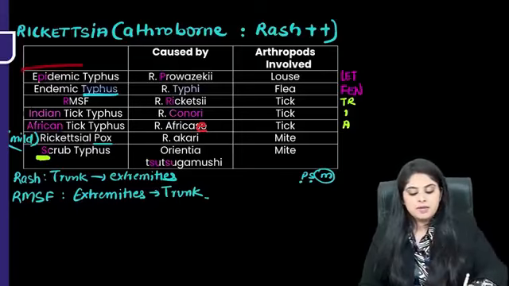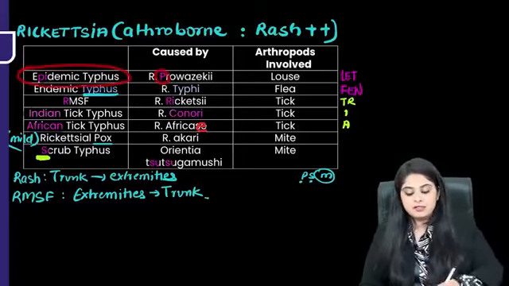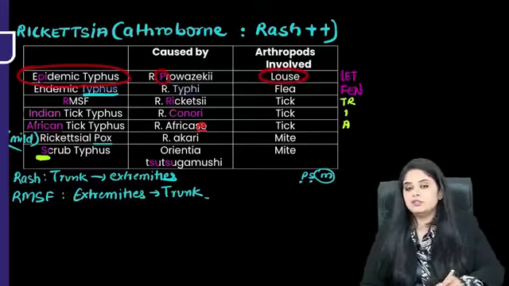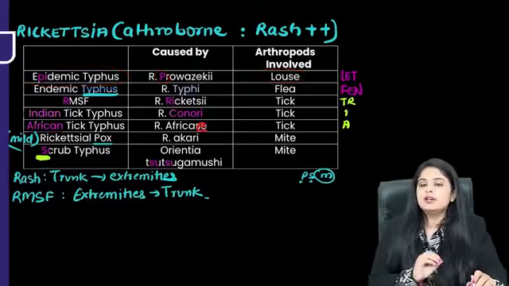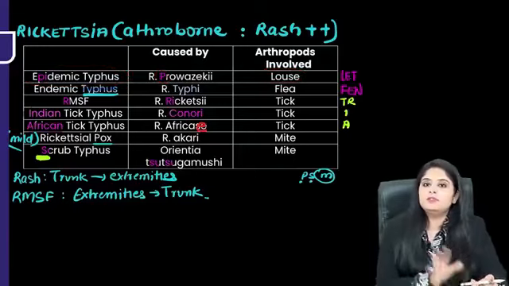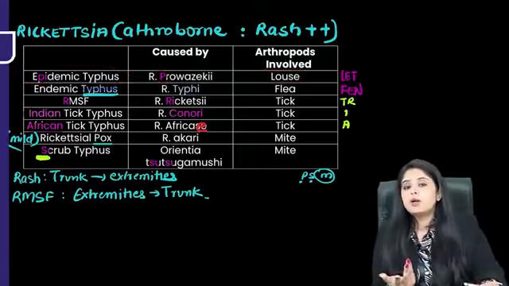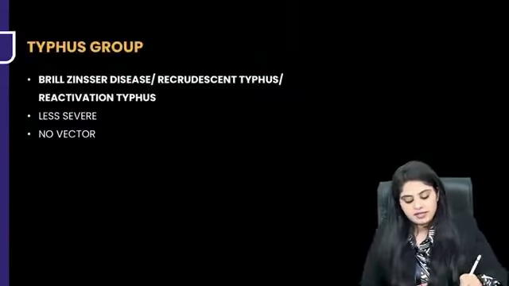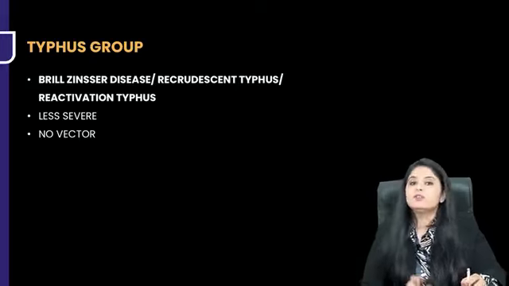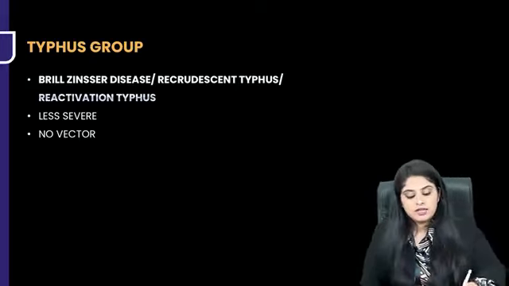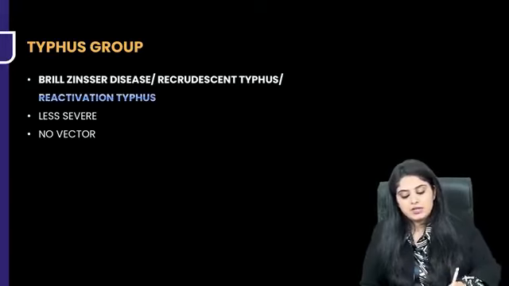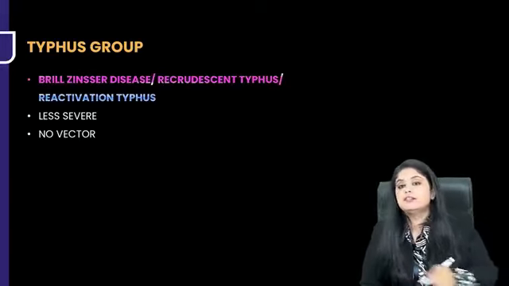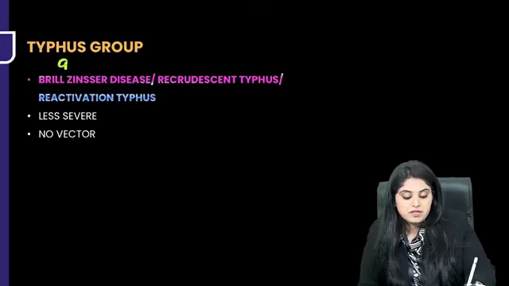Now tell me, this epidemic typhus happened because of what? Prowazekii, because of which arthropod? Louse. This happened in a person and after some time it slept off, became latent. And after some time it woke up again, got reactivated. What is that typhus known as? Where something is going to sleep off for a while and then wake up later. That is a reactivation typhus, recrudescent or Brill-Zinsser disease. This is just a variation of epidemic typhus.